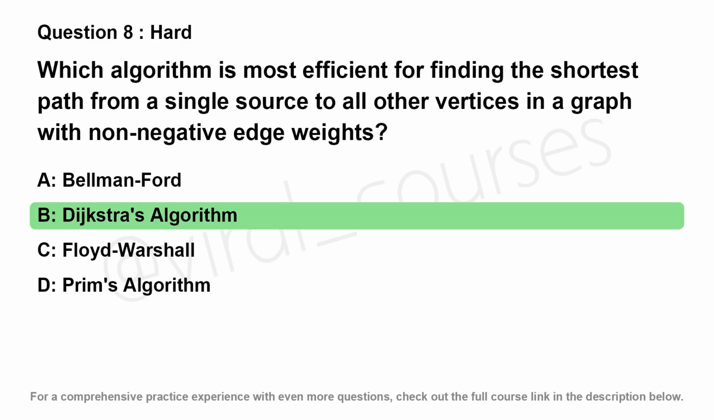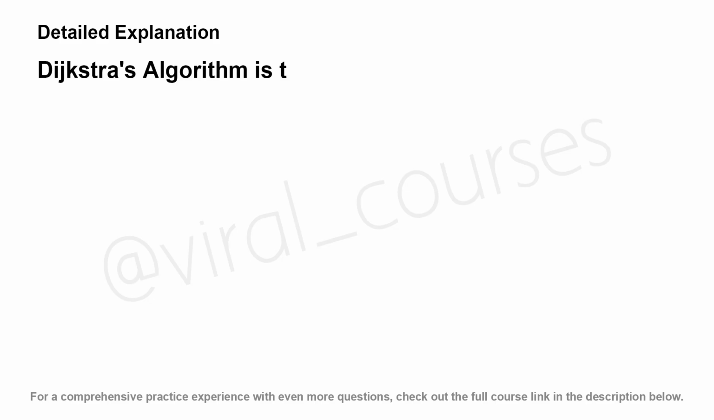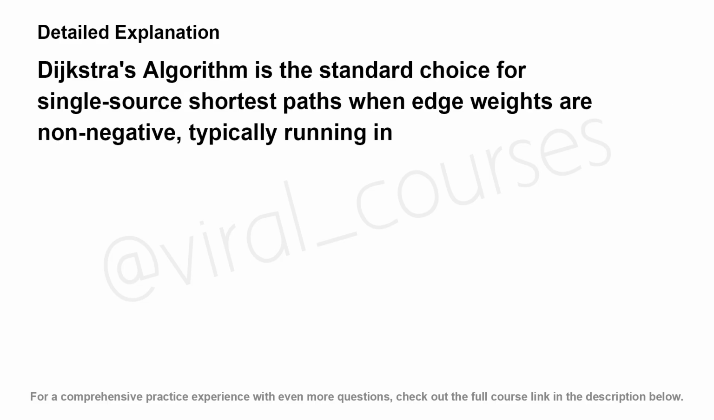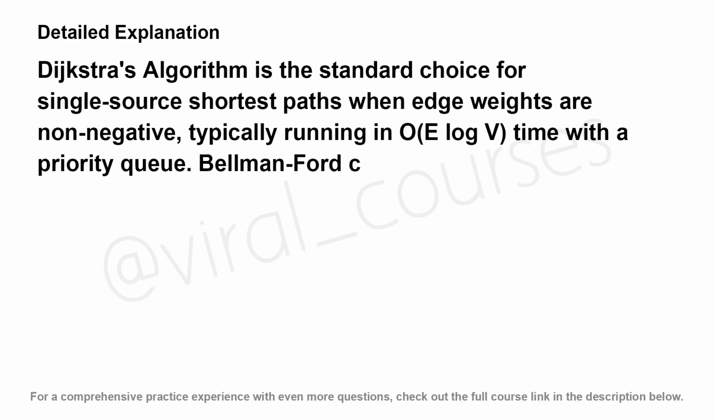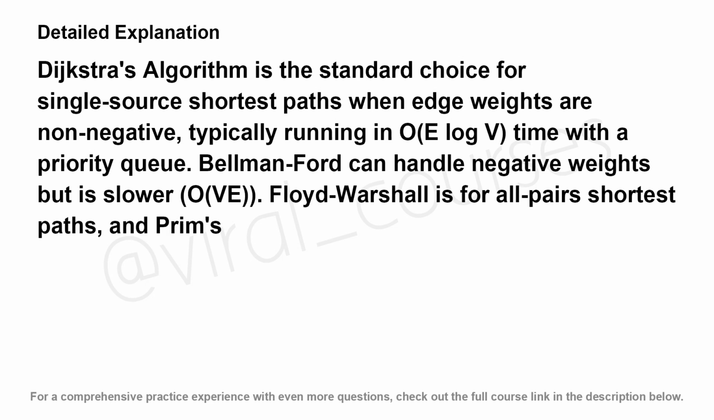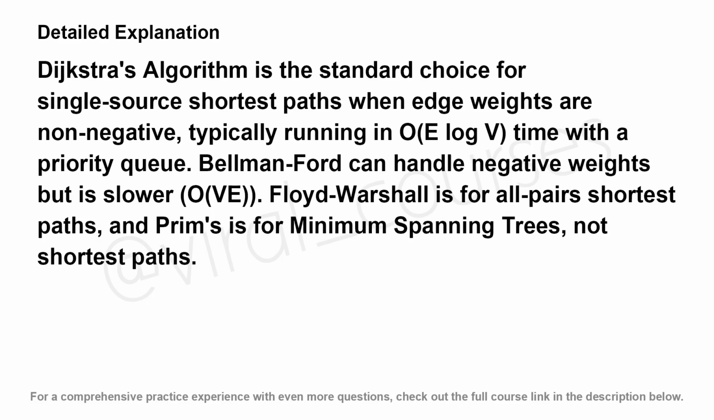The correct answer is B. Dijkstra's algorithm is the standard choice for single-source shortest paths when edge weights are non-negative, typically running in O((E + V) log V) time with a priority queue. Bellman-Ford can handle negative weights but is slower, O(VE). Floyd-Warshall is for all pairs shortest paths, and Prim's is for minimum spanning trees, not shortest paths.